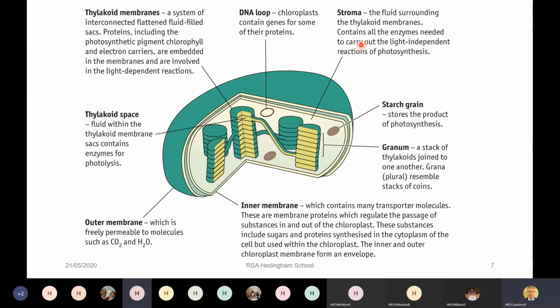This is the diagram from your book, which has quite a bit of information there. I'm not going to read through it now, but you really should know all of those terms. The other thing there is the granum, which is a stack of those sacs of thylakoid membranes. So the light reaction happens on the thylakoid membranes, and the light-independent reaction happens in the stroma.